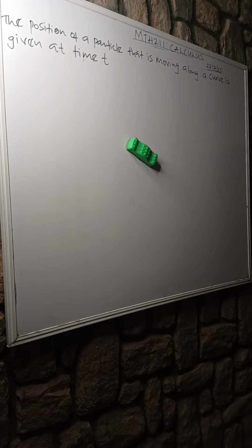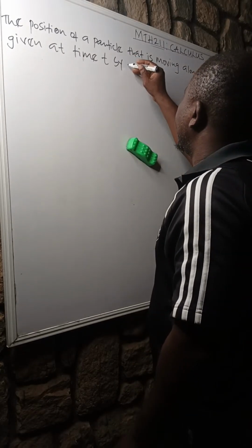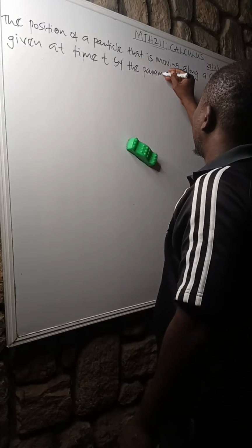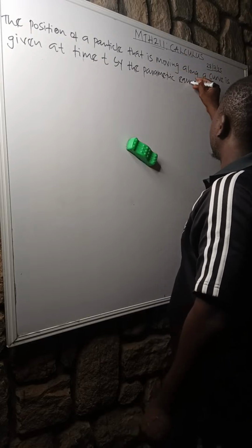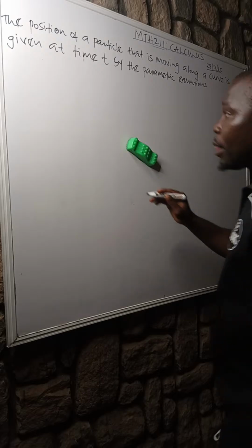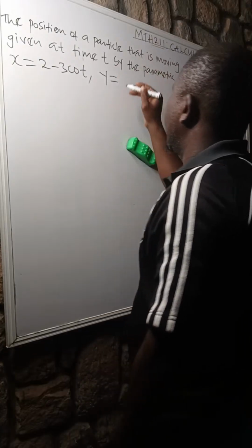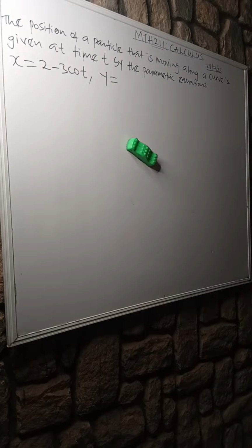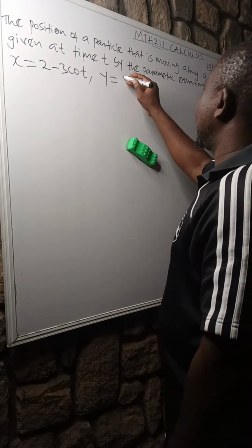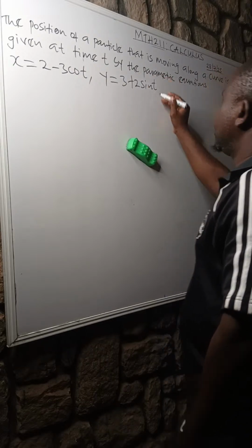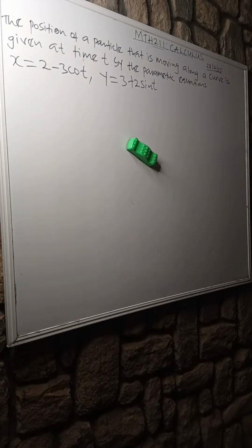The position of a particle moving along a curve is given at time t by the parametric equations: x equals 2 minus 3 cos t, y equals 3 plus 2 sine t, where x and y are measured in feet and t in seconds.